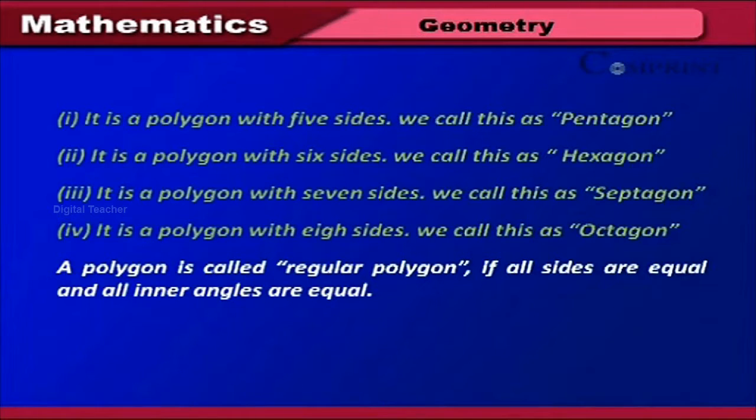This is a polygon with eight sides. We call this an octagon. A polygon is called a regular polygon if all sides are equal and all inner angles are equal.